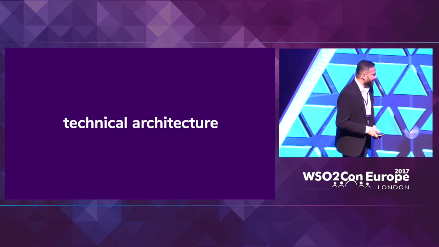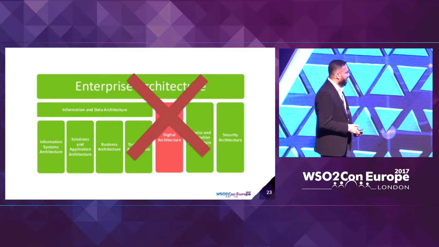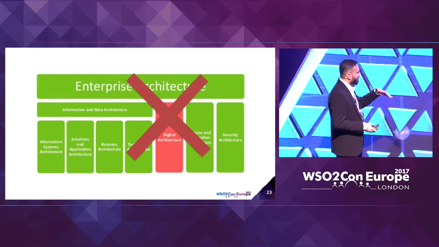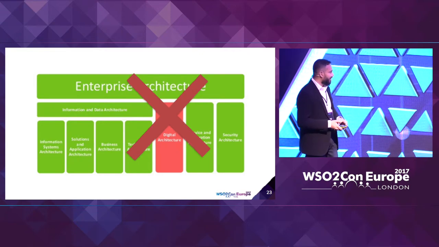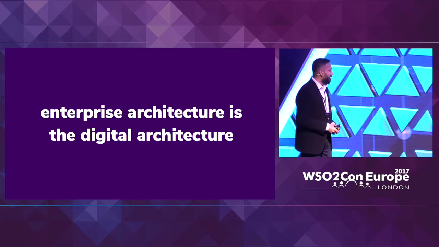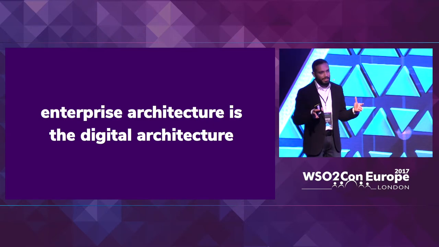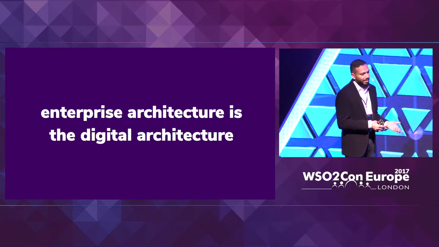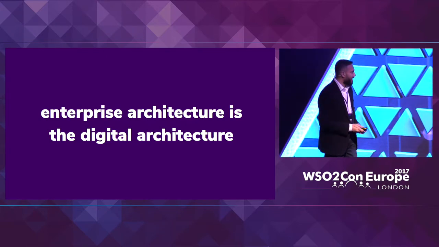So let's look at the technical architecture a bit. This is something that I found on the web, that there are many architecture layers, enterprise architecture, and then you can see the digital architecture exists there. But my advice is it's not correct, because I believe the enterprise architecture is the digital architecture. If an organization feels the company strategy is their digital strategy, then your enterprise architecture should be your digital architecture as well.